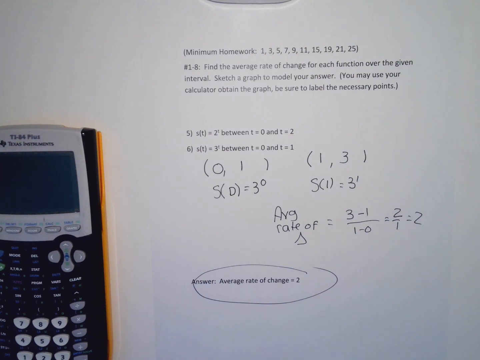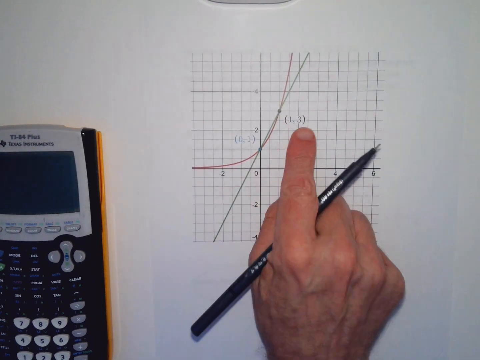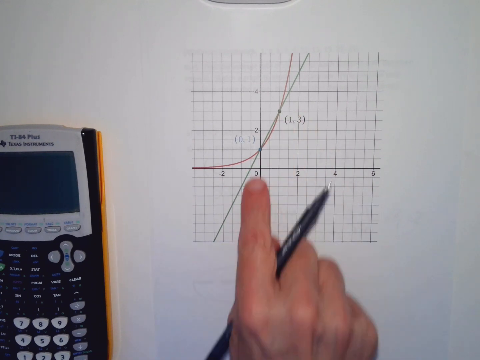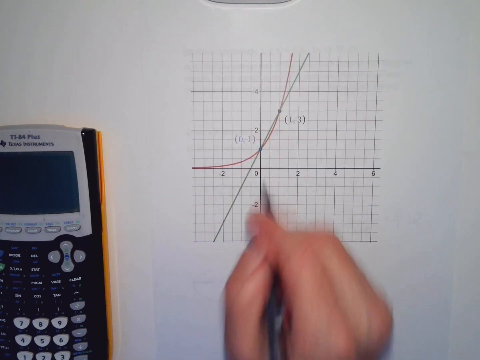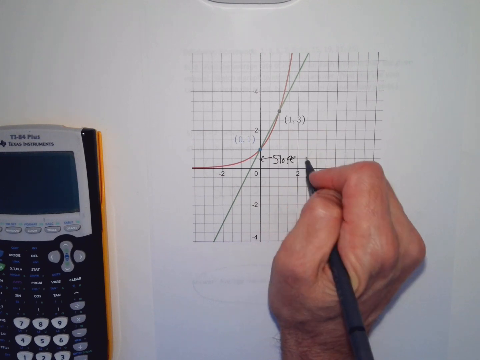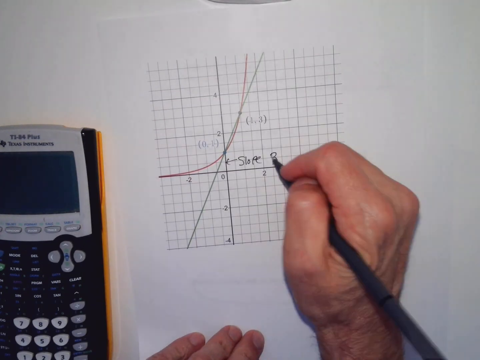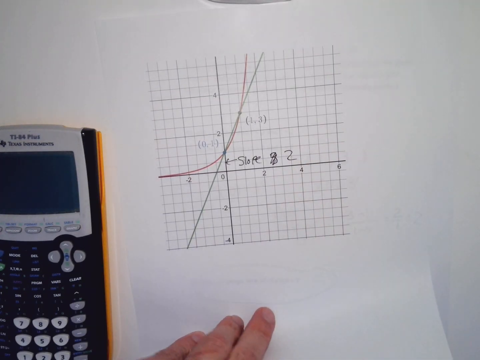And again, I graphed the function 3 to the t. I plotted the points 0, 1 and 1, 3 and connected them with a line. This again is called a secant line. This line right here has a slope. I think it came out to 3. I already forgot. This line right here has a slope of 2, for what that's worth.